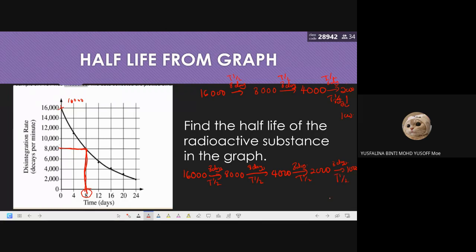So how many half-lives do they have here? It has 4 half-lives. So 4 half-lives are needed to decrease the 60,000 to only 1,000 left. If you want to find how many days, you already know 1 half-life is 8 days. So 4 half-lives means 4 times 8, so you will get 32 days. From 60,000 to become 1,000, it needs 32 days to decay.